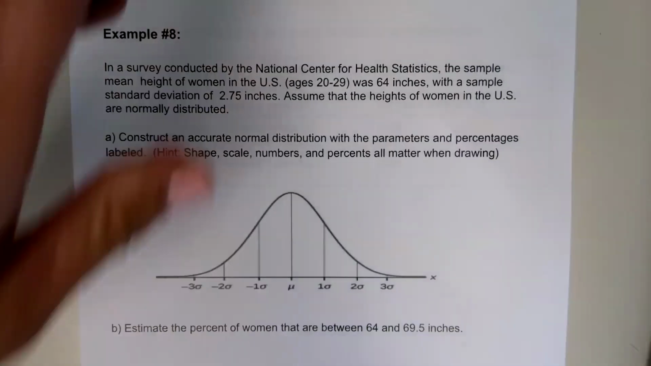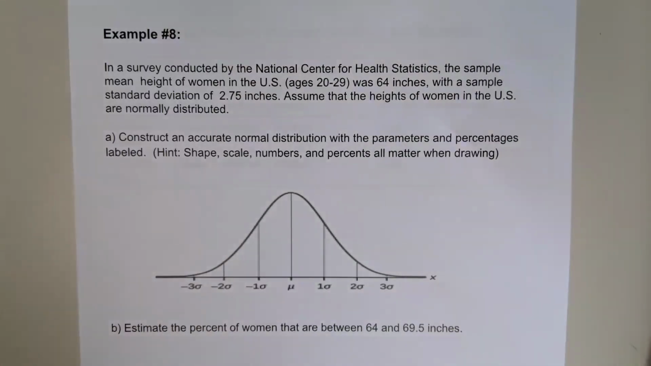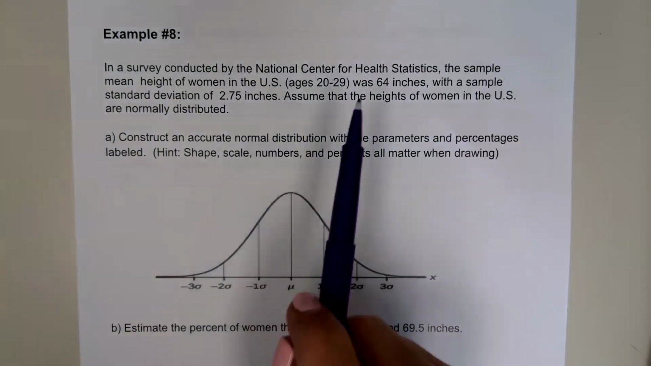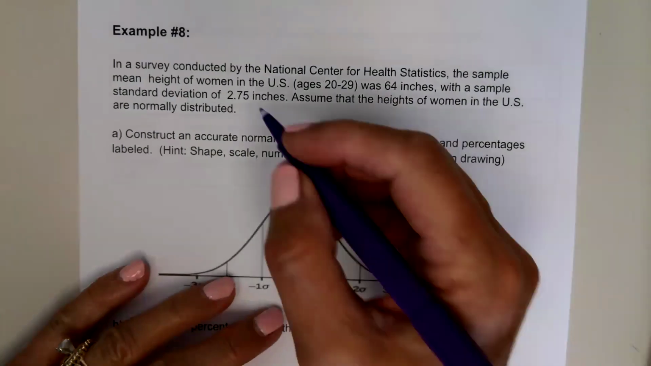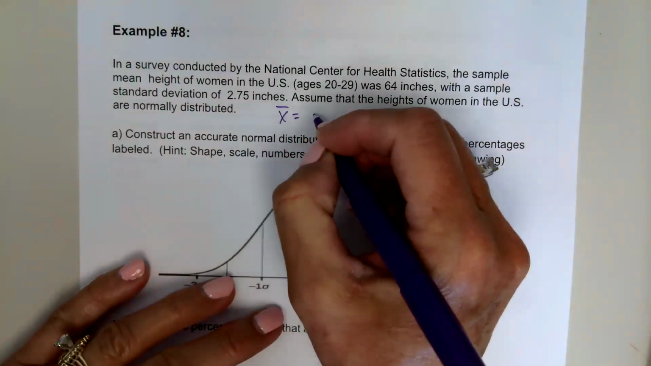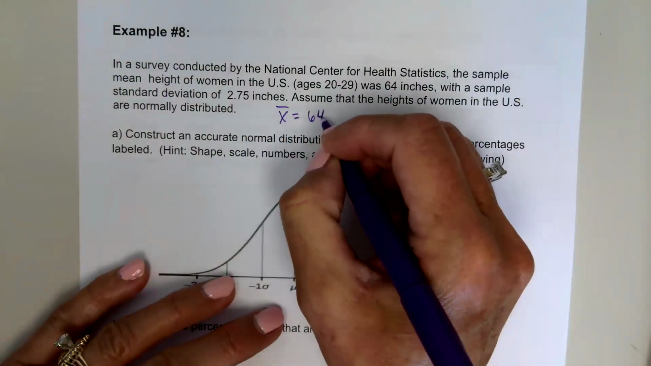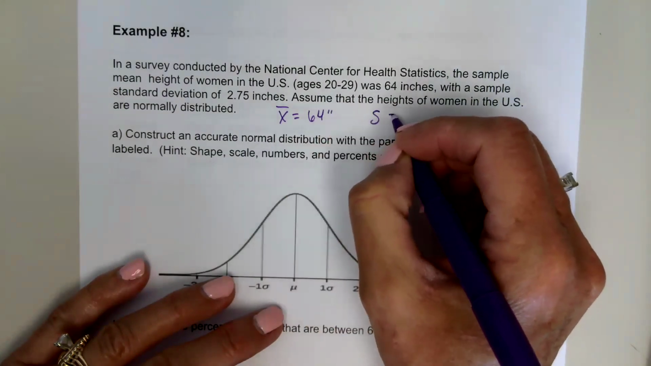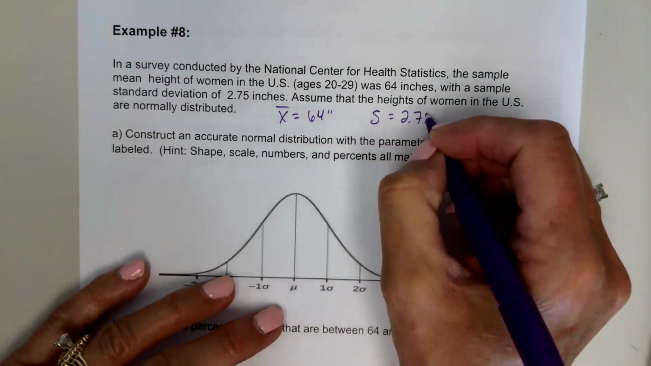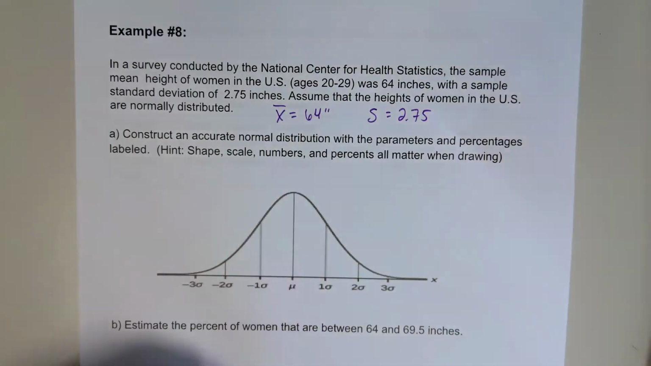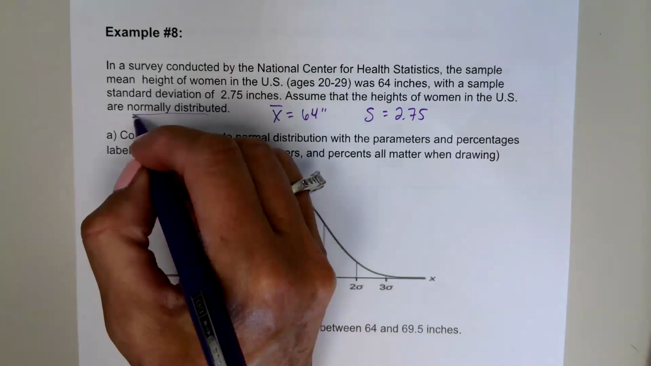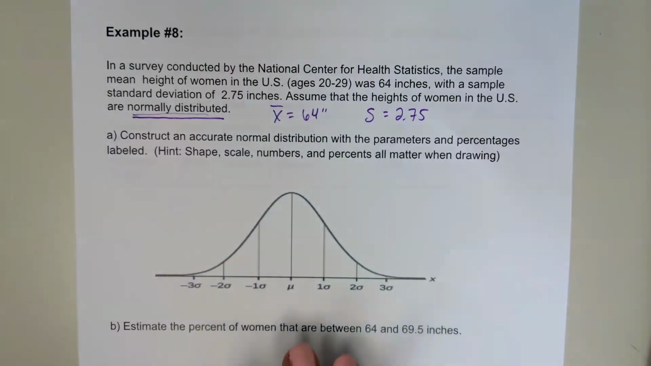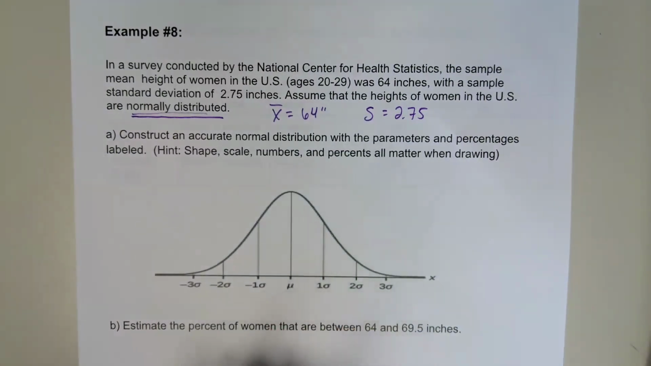In a survey conducted by the National Center for Health Statistics, the sample mean height of women in the US between ages of 20 and 29 was 64 inches with a sample standard deviation of 2.75 inches. Assume that the heights are normally distributed. So if they're normally distributed, then we can use the empirical rule to fill in down to here.